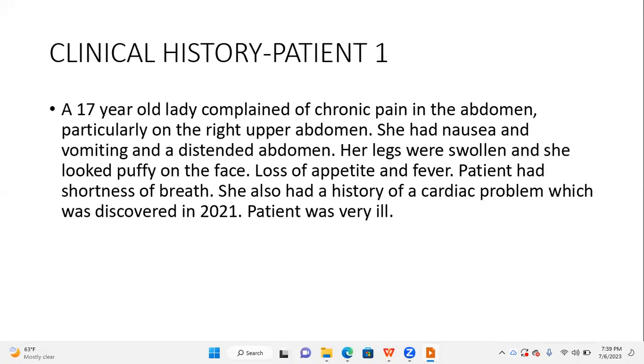It's a 17-year-old lady who complained of chronic pain in the abdomen, particularly in the right upper abdomen. She had nausea and vomiting and a distended abdomen. Her legs were swollen and she looked puffy on the face. She had loss of appetite and fever. The patient also had shortness of breath. She also had a history of a cardiac problem, and this problem was discovered in 2021. The patient was very ill.